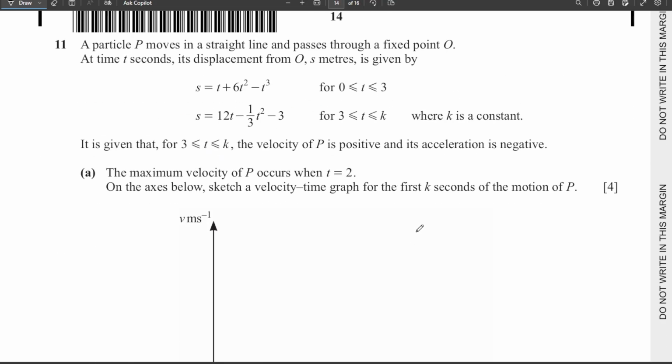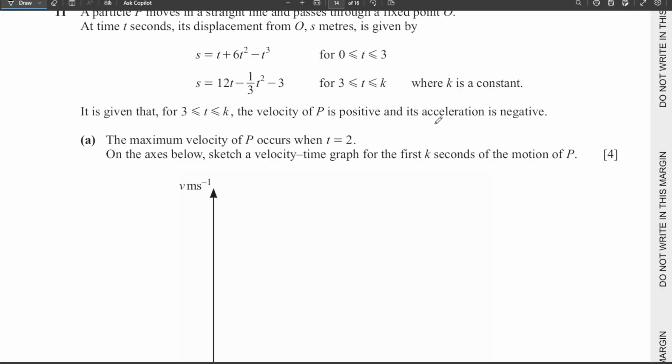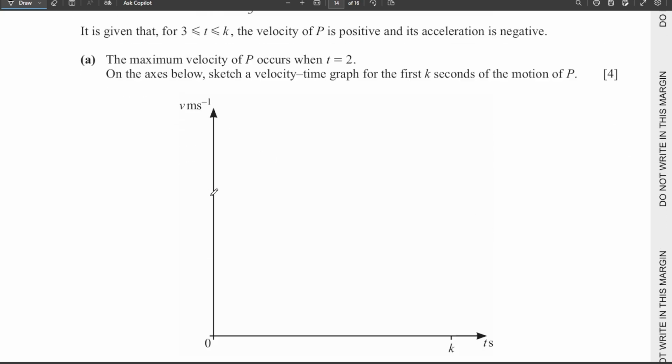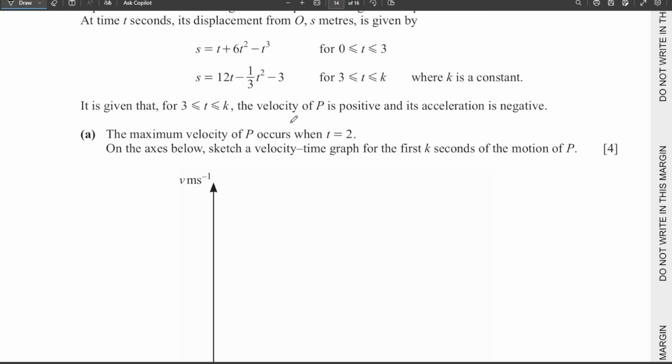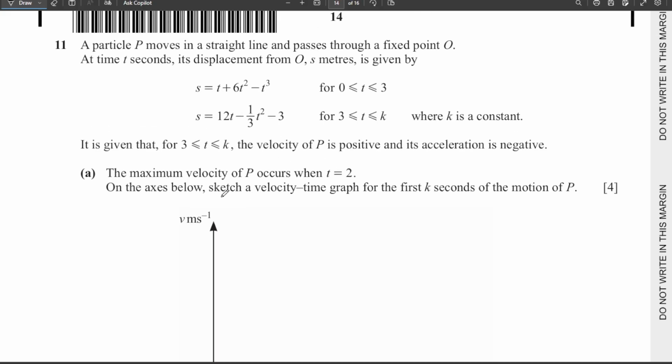Right, question 11, a kinematics question. We are given the two displacement equations for 0 to 3 and 3 to k of a particle. We are also given that from 3 to k, the velocity is positive and the acceleration is negative. Let's keep that in mind first. So we want to sketch the velocity time graph, and the maximum velocity occurs when t is 2.